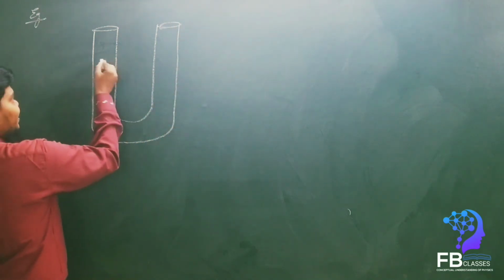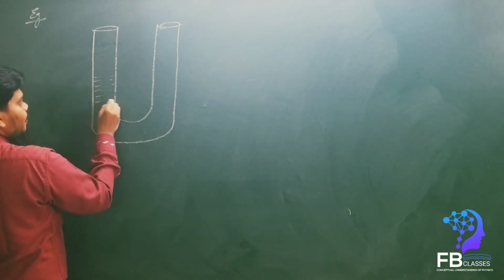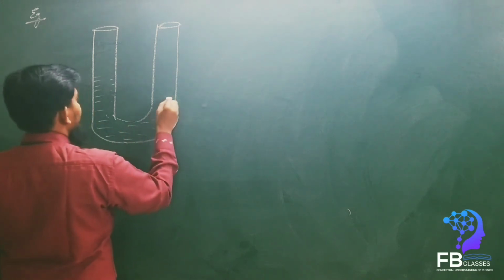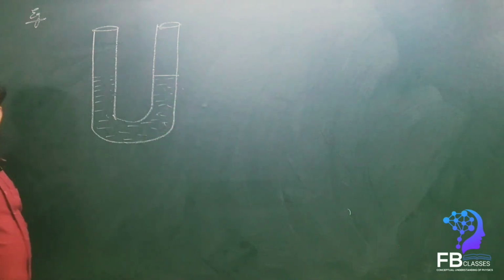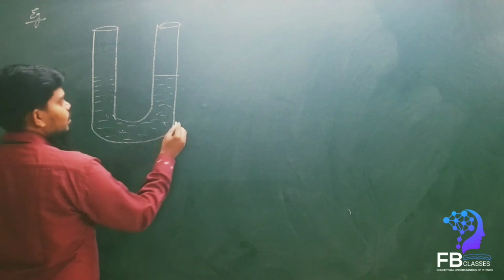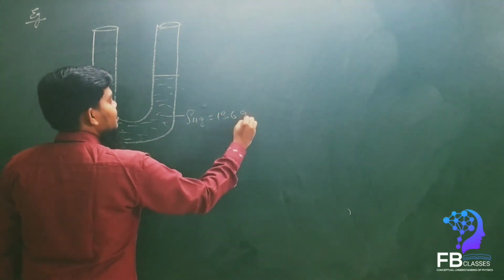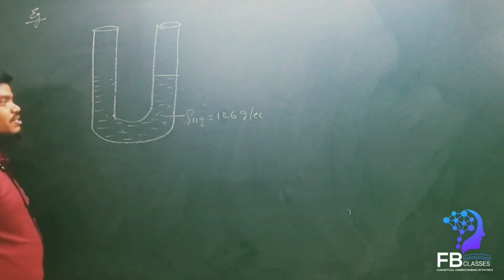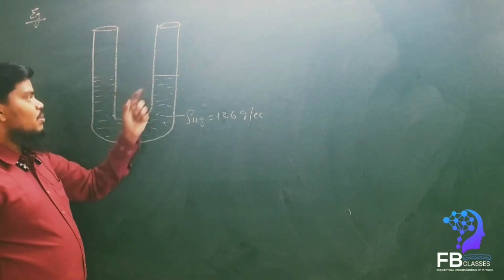Initially, there is mercury here. Initially, the total mercury is here, at the same horizontal level. Now what we did? We know that the density of the mercury is 13.6 gram per cc. It's given. Initially it is filled with the mercury at the same horizontal level.